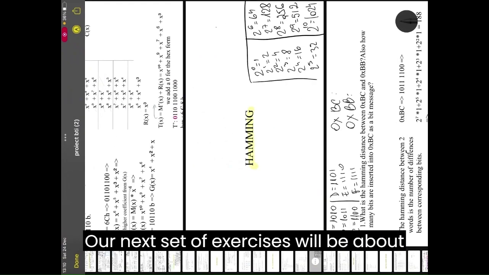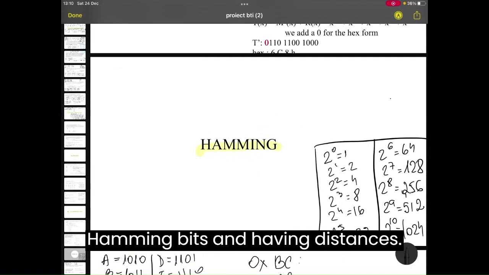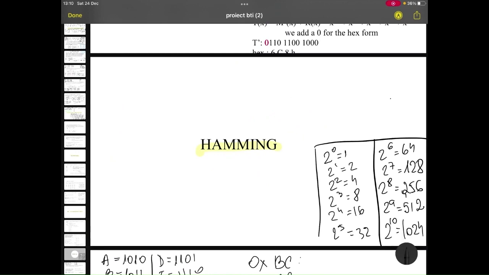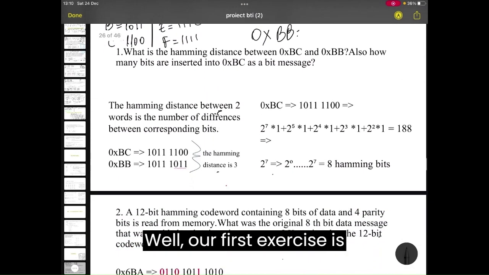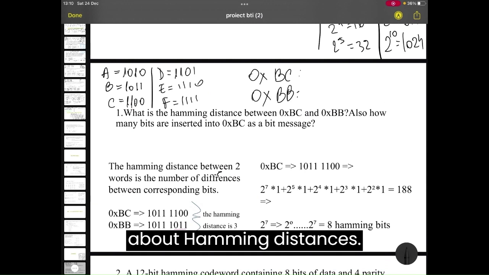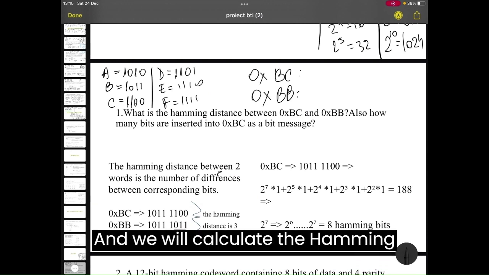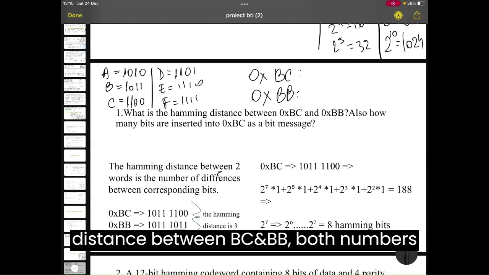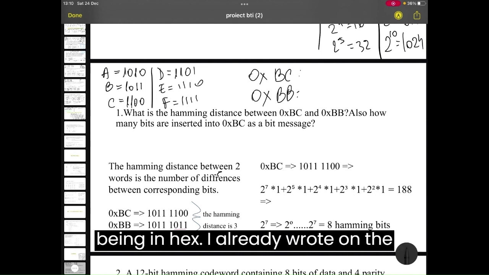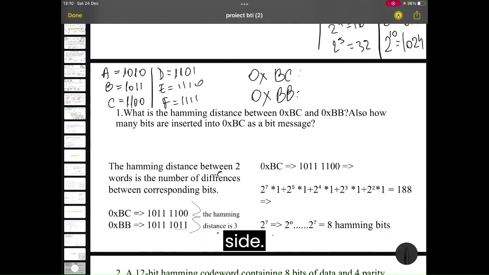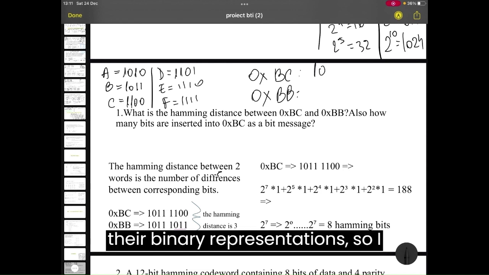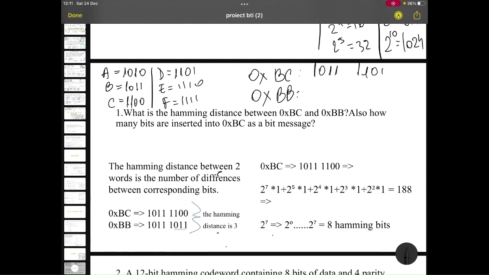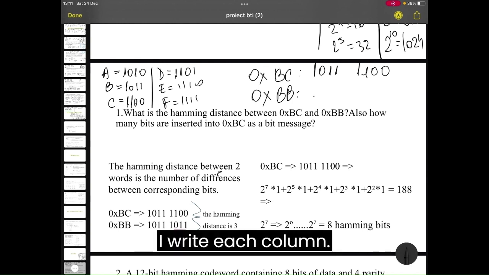Our next set of exercises will be about Hamming bits and Hamming distances. Well, our first exercise is about Hamming distances, and we will calculate the Hamming distance between BC and DB, both numbers being in hex. I already wrote on the side their binary representations, so I will just make sure to copy them, very beautiful, so that I can highlight each column.